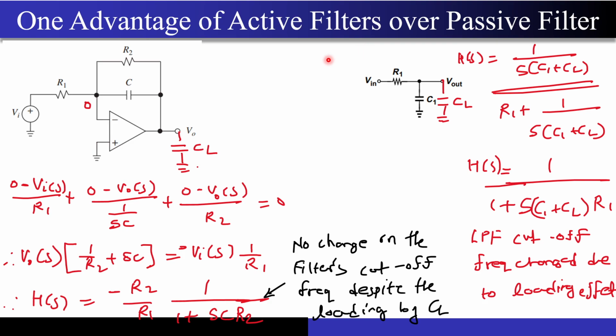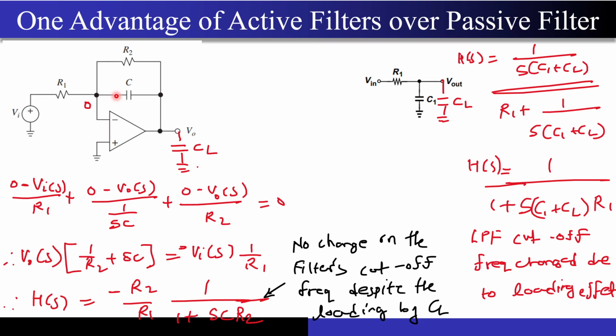Now what will be the transfer function of this? You can clearly see that my pole will be modified now, because the net C at the Vout node has changed from C1 to C1 plus CL, and this is what you can see over here. So by putting some load over here, the cutoff frequency of your passive filter actually changes. So your passive filter is highly susceptible to what we call the loading effect.